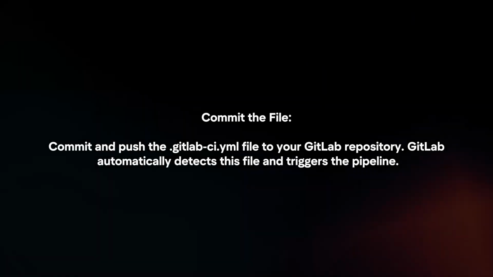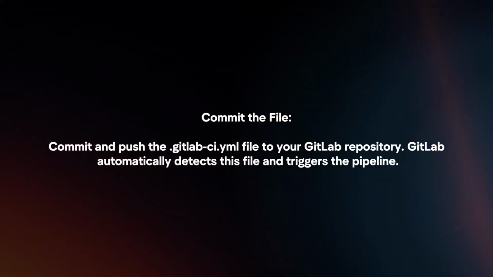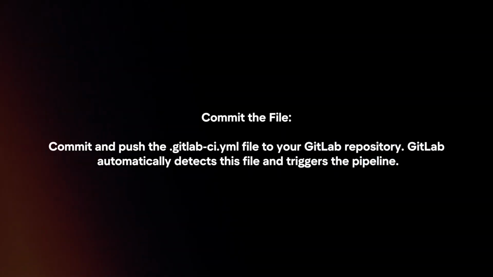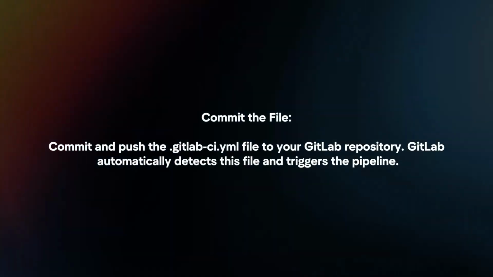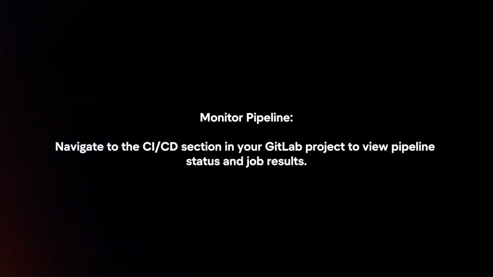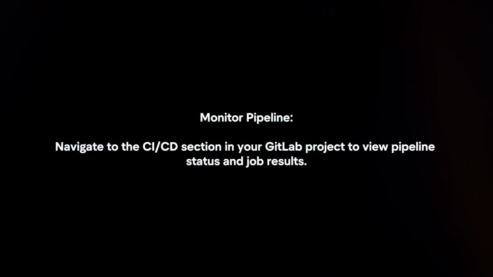Commit the file. Commit and push the .gitlab-ci.yml file to your GitLab repository. GitLab automatically detects this file and triggers the pipeline. Monitor the pipeline. Navigate to the CI/CD section in your GitLab project to view pipeline status and job results.